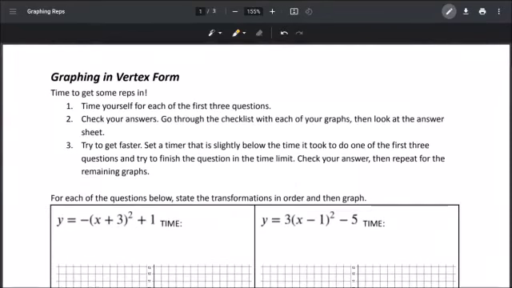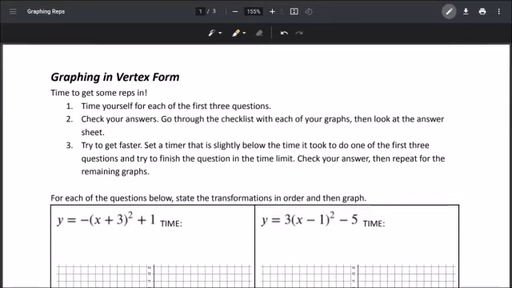This is grade 10 math. We're graphing in vertex form, which is 4.3 and 4.4. We're going to get some reps in, so I'd like you to practice. Now, here's my suggestion for how I think you should do this. You should be timing yourself for the first 3 questions. There's like 8 questions here, so there's a lot of questions that you can rep through.